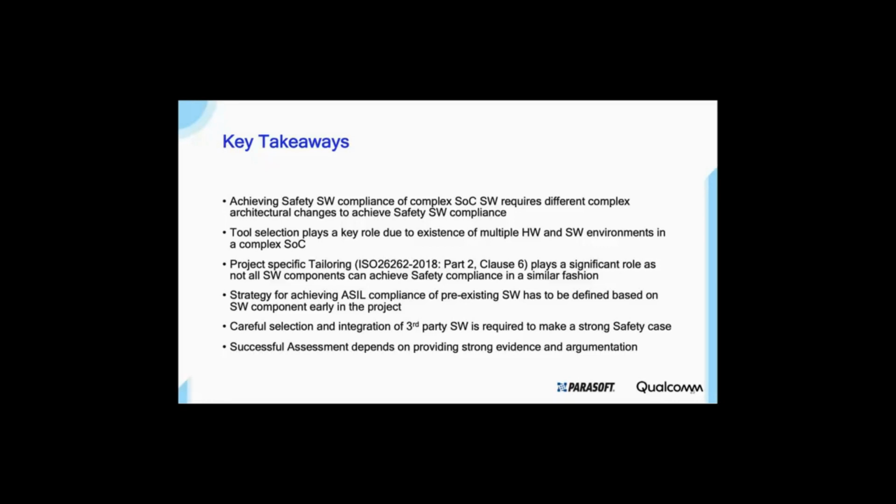And on a similar line, strategy for achieving ASIL compliance of pre-existing software has to be defined because it's practically impossible to rewrite every piece of software you have or write software from scratch just for ISO 26262 compliance. You have to be able to use pre-existing software, but use it in a smart way so that you can achieve and prove ASIL compliance. And careful selection and integration of third-party software is required. Most of the software you have is available somewhere, but would it be ASIL compliant? Would you be able to prove and integrate it well within your ASIL-B system is the key. So we have to have very careful selection and integration of third-party software.